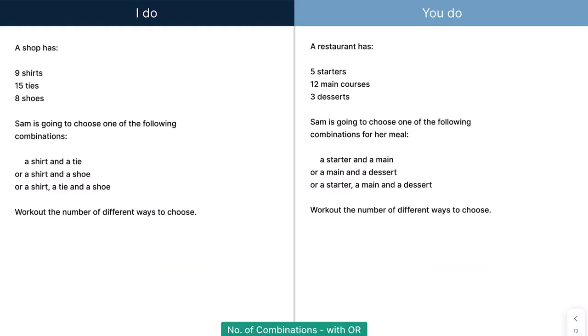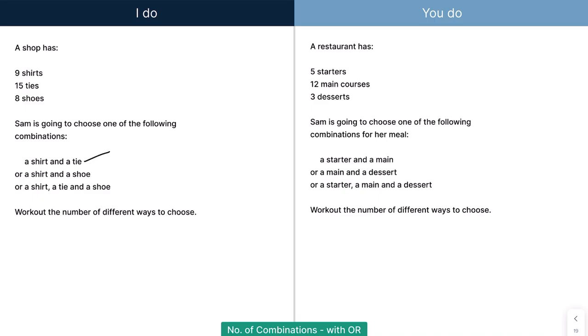Now moving on, we are looking at the number of combinations with OR. In this case, we have a shop that has shirts, ties and shoes. Sam is going to choose one of the following combinations. He's either going to pick a shirt and a tie, or a shirt and a shoe, or a shirt, tie and shoe. And the OR is just going to be a plus sign, okay?